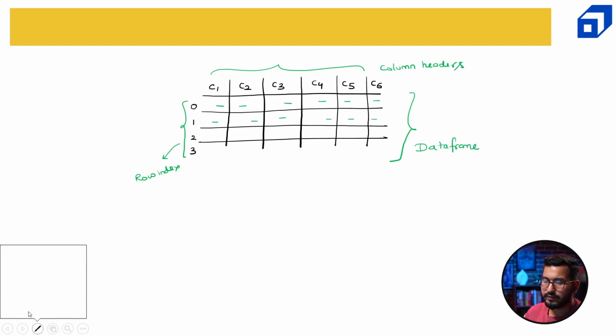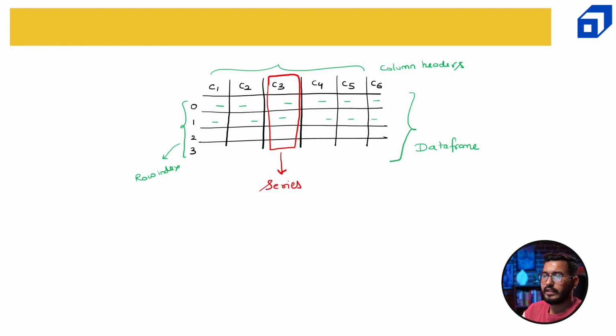while each column of this data frame is known as a series. So the combination of multiple series creates your data frame. If I extract one column out of the data frame, it would be a series. So this is series 1, series 2, series 3, series 4, series 5, series 6. Even if I extract two columns, S1 and S2, out of a data frame, it would be a data frame. If I extract a single column, it would be a series. So that is what a series and a data frame is.